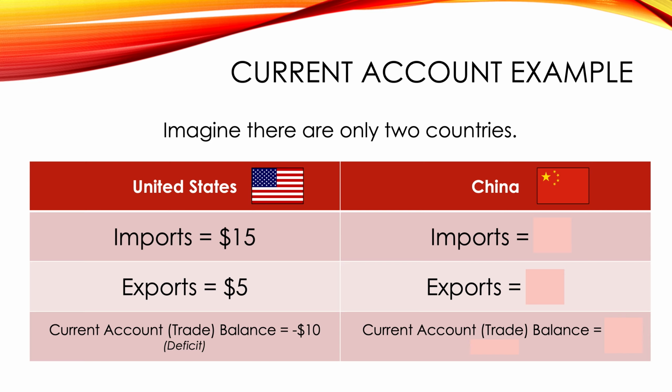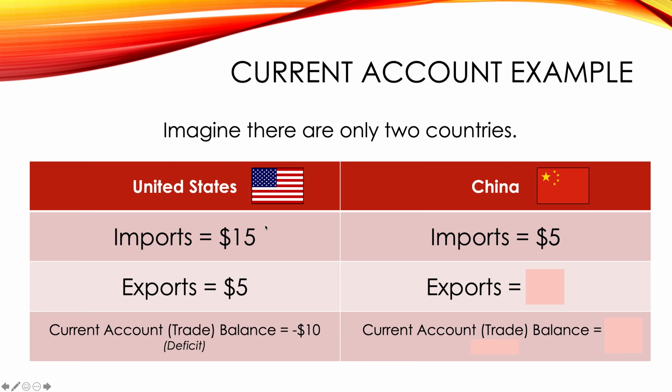That must mean that the United States has a trade deficit. Now, we don't have that information for China, but we can figure it out. And the reason why this is so easy to figure out is because there are only two countries in the world. So if the United States exported $5 worth of stuff, where in the world could that stuff have gone? There's only one place, there's only one answer. It had to have gone to China. So the United States' exports become China's imports. And if the United States exported $5 worth of stuff, that must mean that China imported $5 worth of stuff.